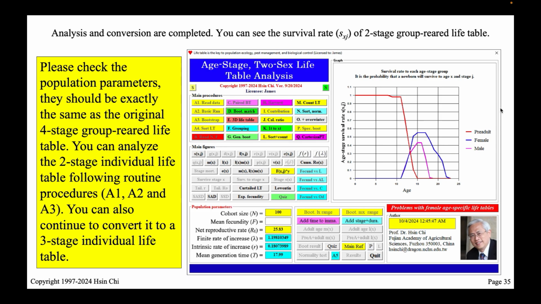You can see the survival rate SXJ of two-stage group reared life table. Please check the population parameters. They should be exactly the same as the original four-stage group reared life table. You can analyze the two-stage individual life table following routine procedures A1, A2, and A3. You can also continue to convert it to a three-stage individual life table.